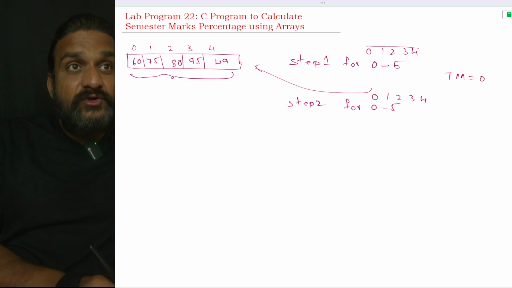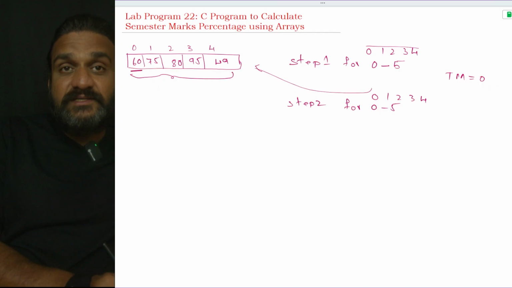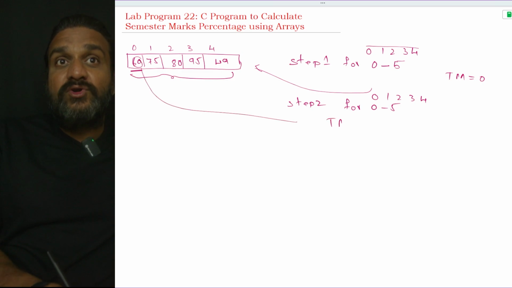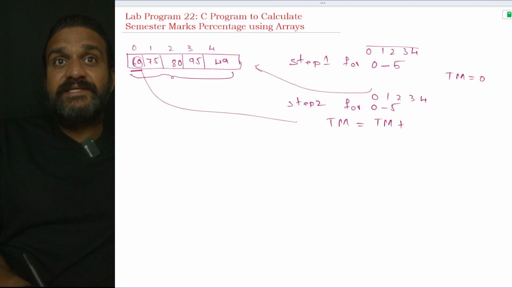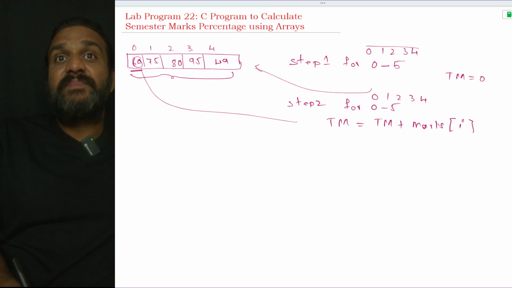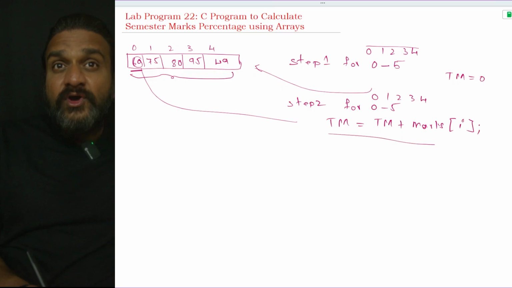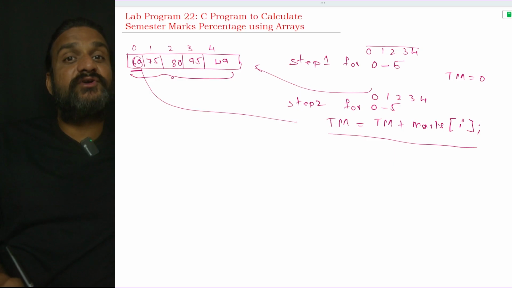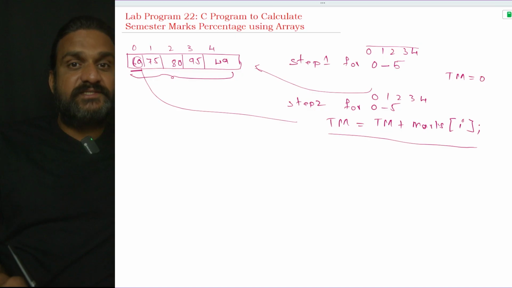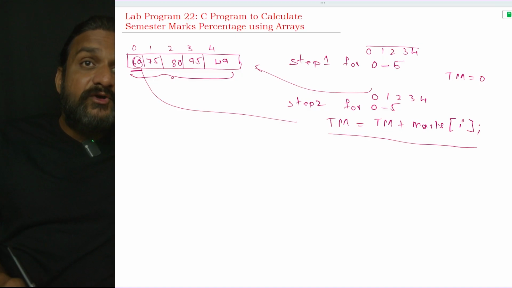Every time we iterate, starting from the 0th index, we are going to fetch these marks and add them. So total marks is equal to total marks plus marks. Let's assume that the array is marks, and it is marks of I. This is how we are going to sum up all the marks obtained by the student. With that, we are going to get the sum of all the marks. Now what is the use of it? We are going to use that sum of all those marks in the percentage formula.